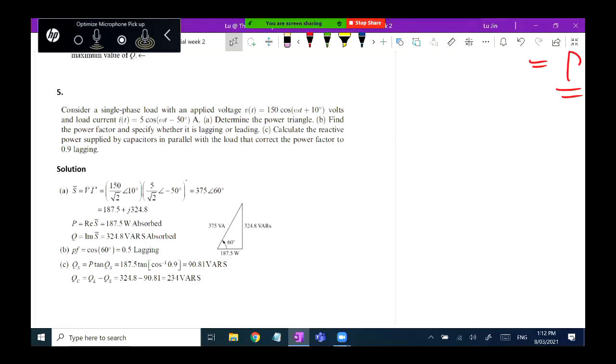Consider a single phase load with an applied voltage v(t) equal to 150, which is the maximum amplitude, okay? 150 cosine(omega t plus 10 degrees) volts. The current going through the load is 5 cosine(omega t minus 50 degrees). Okay, pause here, everyone. May I ask you, if I want you to evaluate the complex power of this load, is this a leading case or lagging case? Actually, my question is how to determine if it is a leading power factor or lagging power factor.